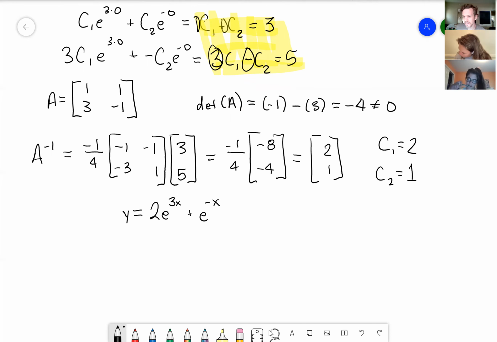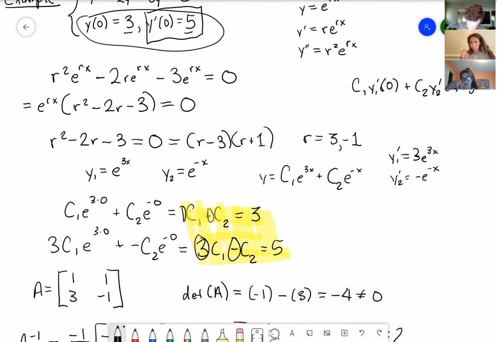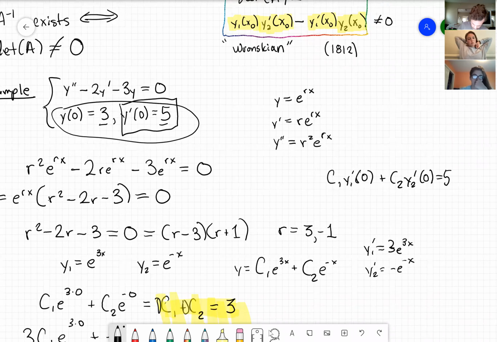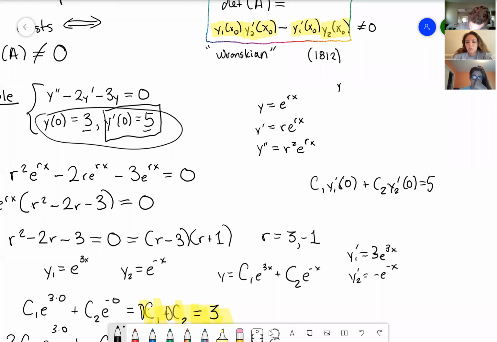And then at the beginning, whenever you were doing y is equal to e to the rx, are you using that for all linear second-order ODEs? No. So in general, there's a distinction here. Let's scoot over a little bit. In general, what we have is y double prime minus p of x y prime minus q of x y, and this is equal to 0. So this is our general form.